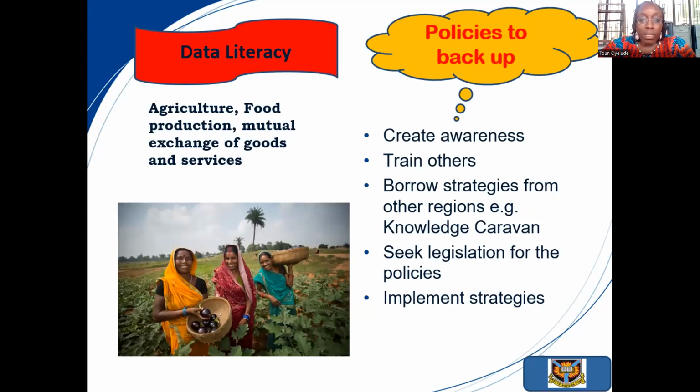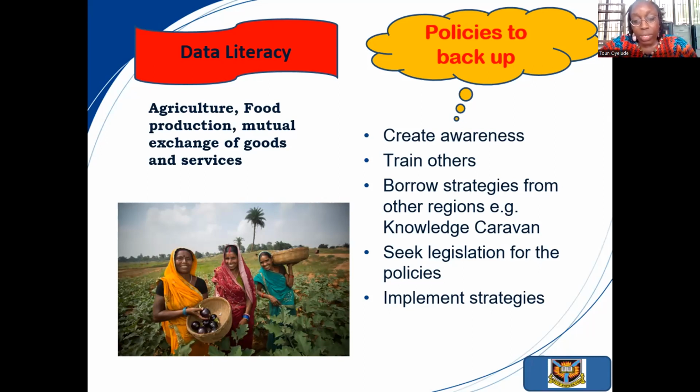Now, we will need to train others in data literacy. Apart from creating awareness, we train others on how to be data literate, how to make use of this information. So libraries and other information or heritage institutions need to be up and doing. We can borrow strategies from other regions. I'm thinking in terms of West Africa, probably collaborating with East Africa and South Africa and other portions of Africa. I know there is a knowledge caravan being worked upon by a colleague in Kenya. She's called Nerissa. She has the knowledge caravan. And that is also basically doing what we are doing here in another form.